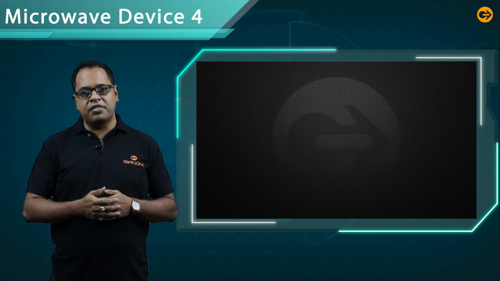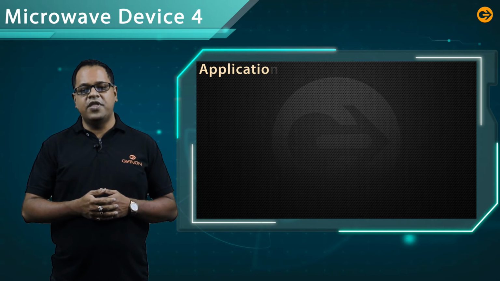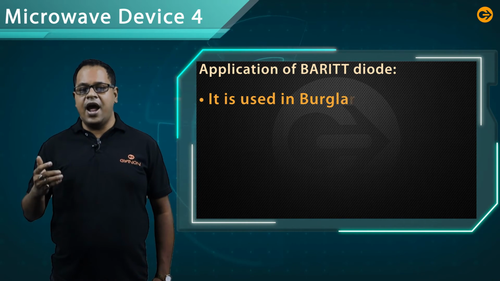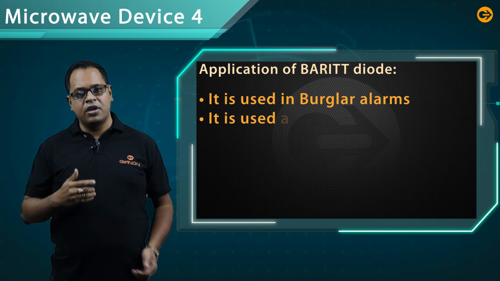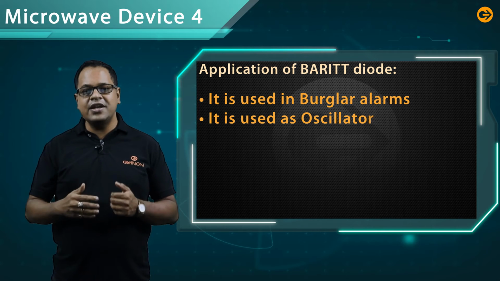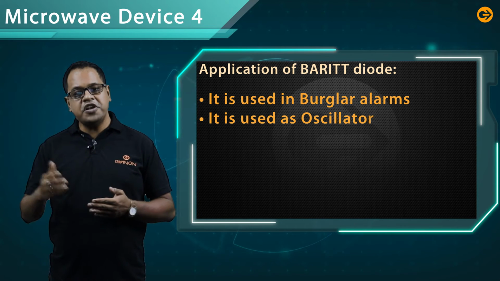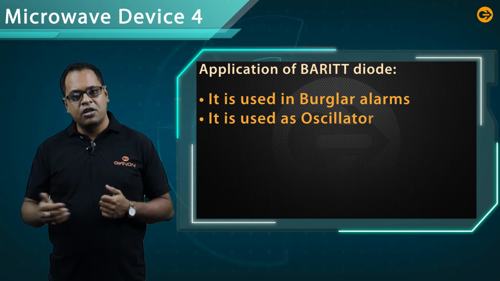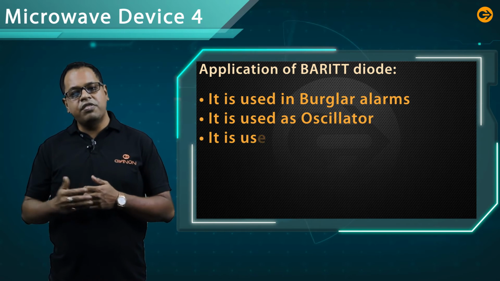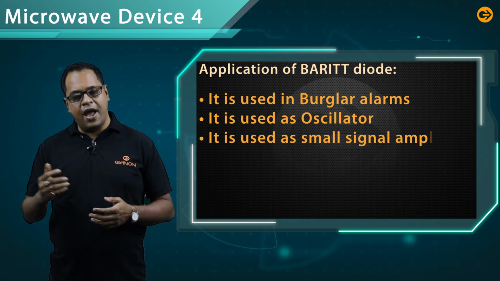Now let us discuss the application of the buried diode. It can be used in burglar alarm. It also can be used as an oscillator. Why oscillator? Because it can generate microwaves. If it generates a microwave range signal, it is basically one kind of oscillator. It is also used as a small signal amplifier.